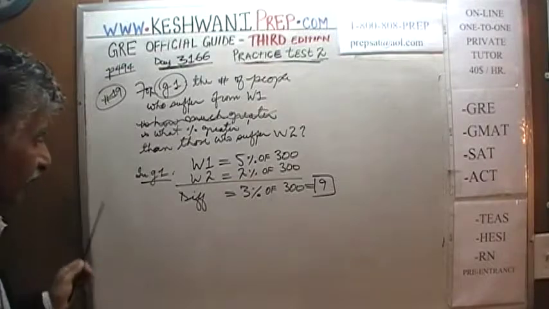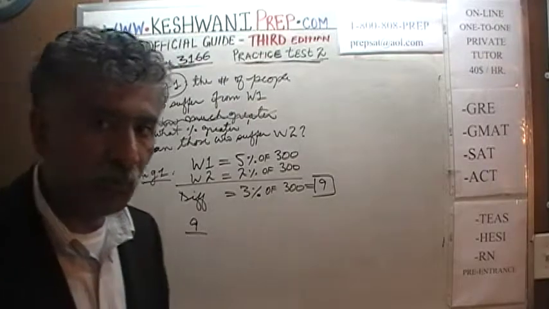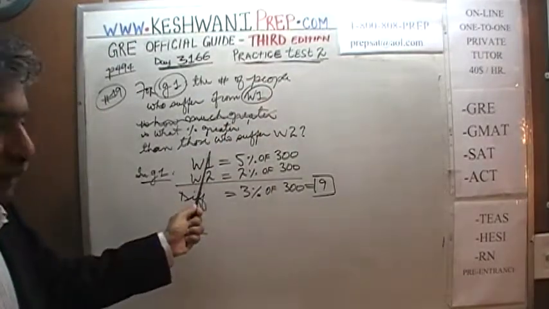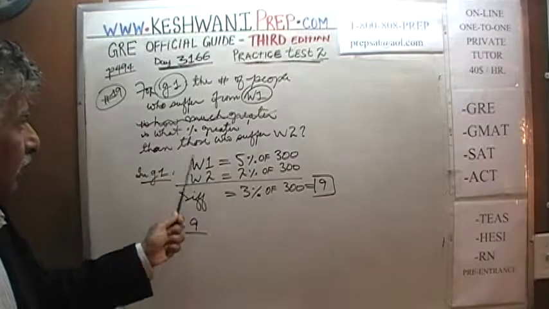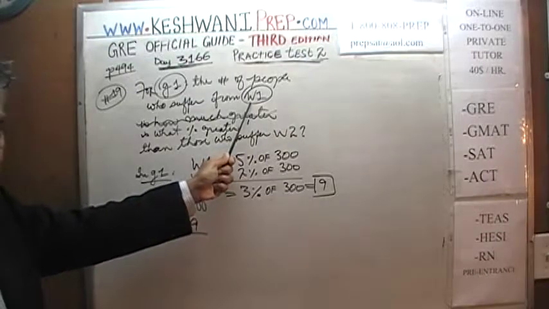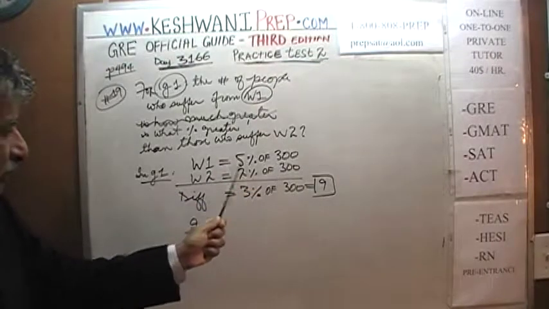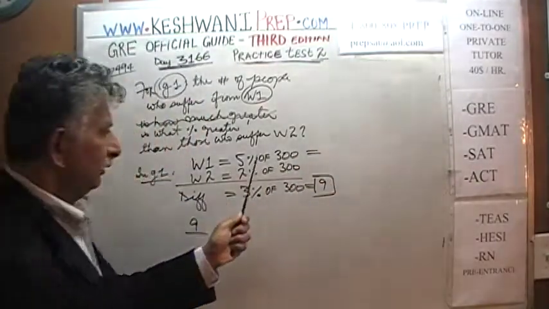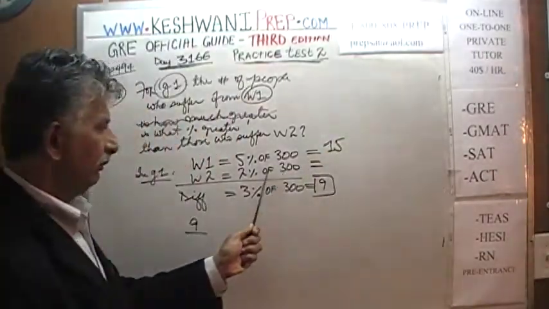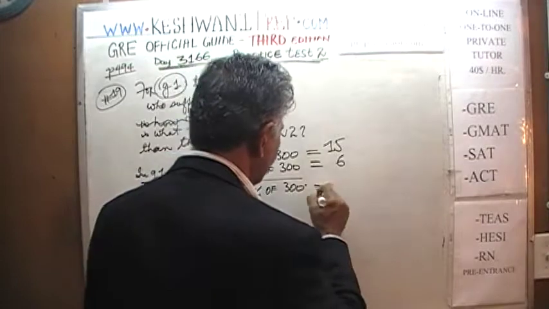So the difference is 9, but the question is, what is that as a percentage of our point of reference? Our point of reference here is the second type. The number of people who suffer from the first type is 9 greater compared to the second type. How many people suffer from the second type? Well, 1% of 300 is 3, and 2% is going to be 6, and that's how we got 6, and that's how we got 9.